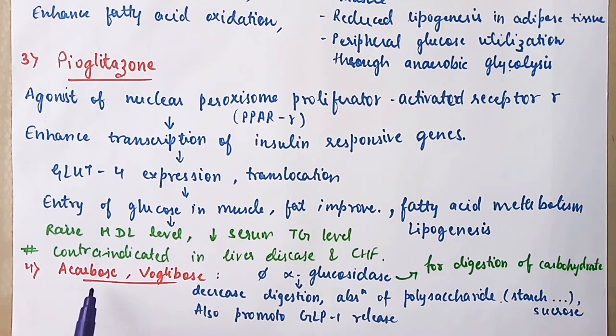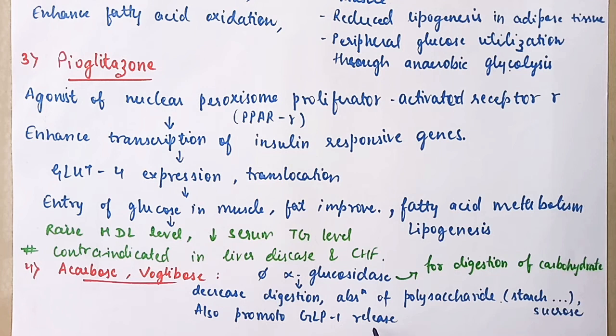So these drugs act by inhibiting the alpha glucosidase enzyme. This enzyme is basically responsible for the digestion of carbohydrates. So if the digestion of carbohydrates does not take place, then the absorption of polysaccharides will also decrease, due to which the starch and sucrose would not be absorbed by the body. And they also promote GLP-1 release.